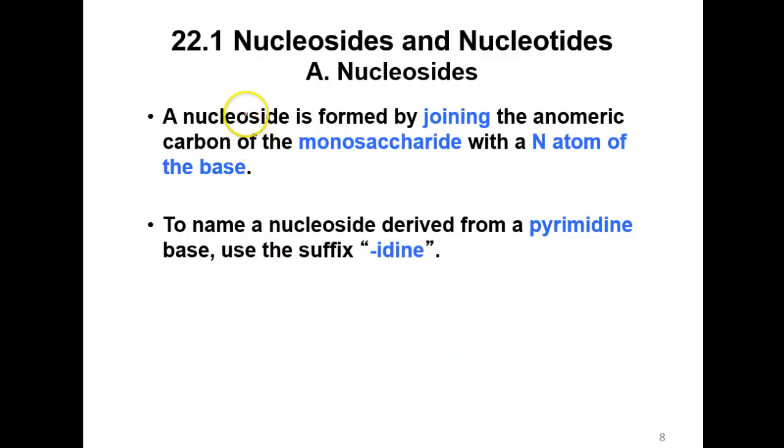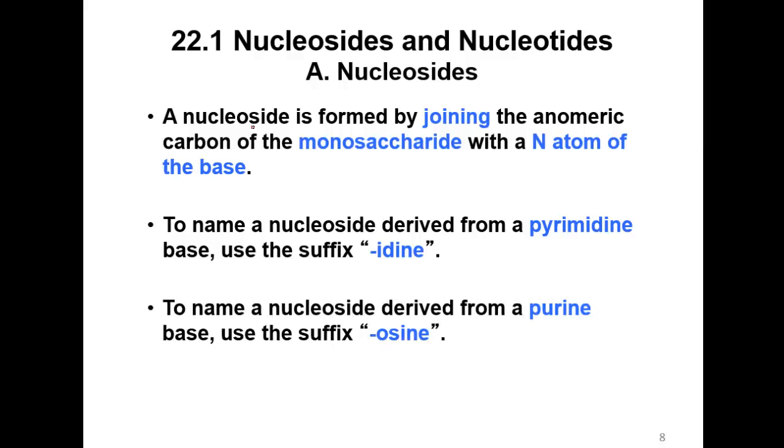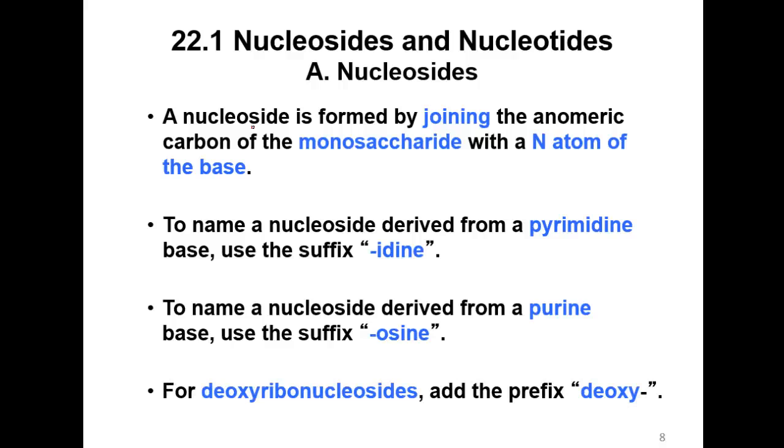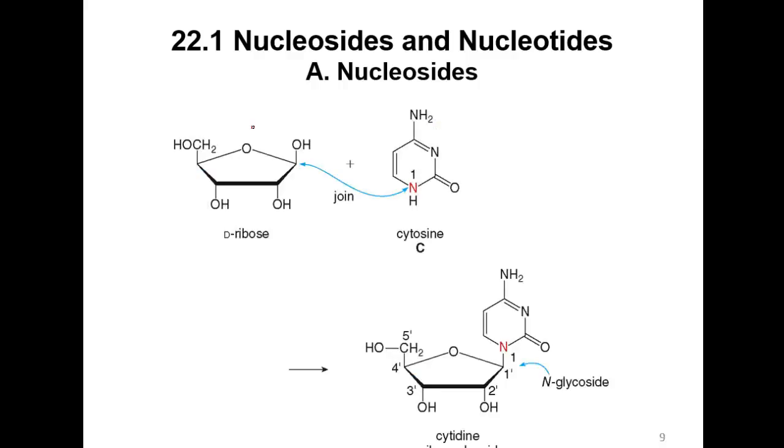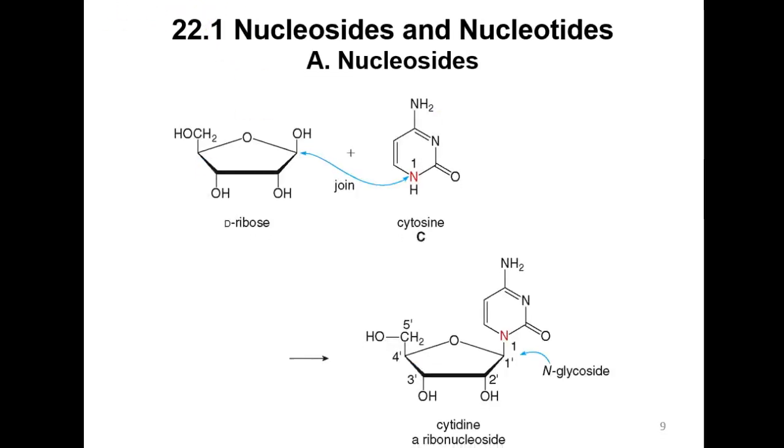So remember, a nucleoside does not have the phosphate. To name a nucleoside derived from a pyrimidine base, use the suffix -idine. To name a nucleoside derived from a purine, you name it -osine. For deoxyribonucleosides, add the prefix deoxy. They'll show a name in here. Actually, let me lower this so you can see it.